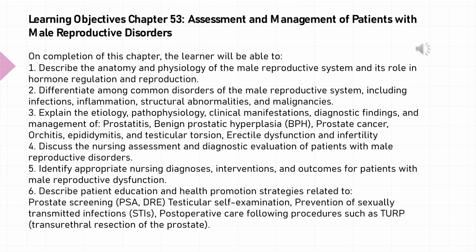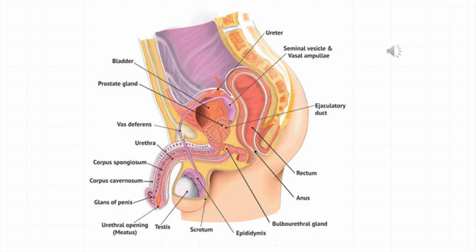Here are the objectives for chapter 53. Okay, so now we're going to talk about male reproductive disorders and the male reproductive system. So for this picture, you will see that they will have the penis, the scrotum, epididymis, the vas deferens, and the prostate. Those are mainly the parts of the system that we're going to talk about.